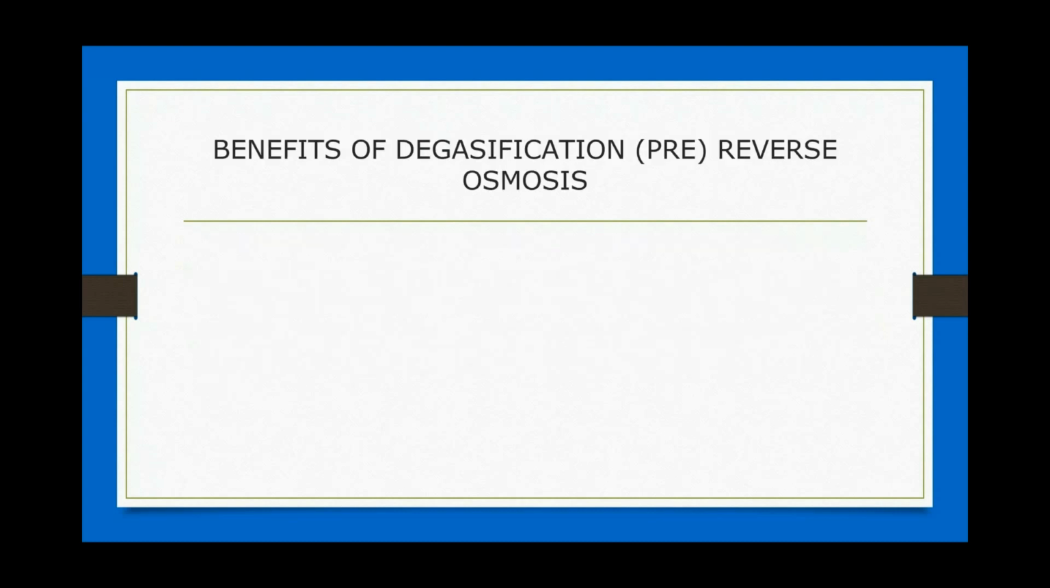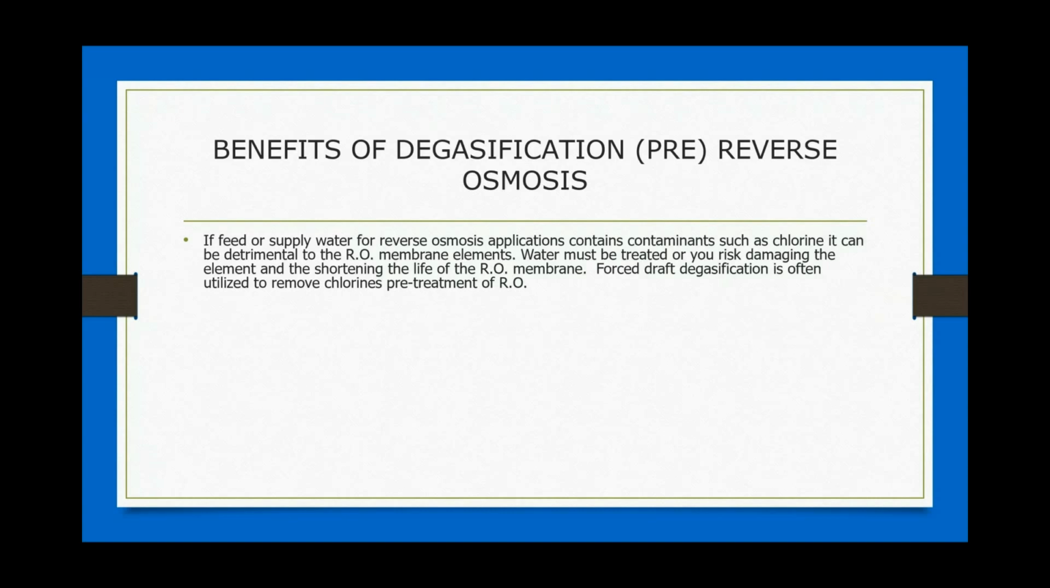Benefits of degasification pre reverse osmosis. As David mentioned, it's not as common as you'll see it in post-osmosis. The areas that we see it and are asked to provide systems on most often: if the supply water for the reverse osmosis application contains contaminants such as chlorine, and some processes utilize city or county waters that might have chlorine, then it's of course detrimental to the RO membrane elements, and sometimes degasification will be used to remove the chlorine prior to going through reverse osmosis to prevent shortening of the life of the membrane.